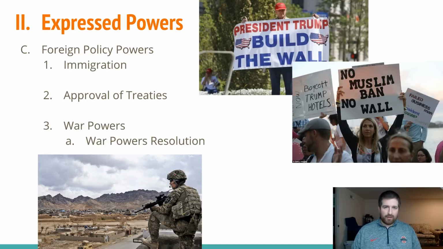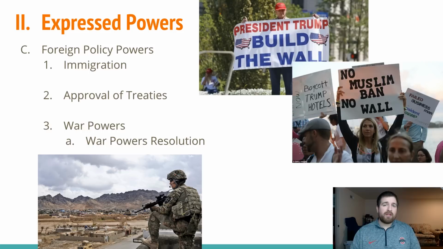The wall along the southern border of the United States between the U.S. and Mexico. Are we going to do that? If we do, who's going to pay for it? If we do end up building that wall, that would be an example of a foreign policy power used by Congress. Next is approval of treaties, and if you remember, treaties are agreements that we make with other nations.